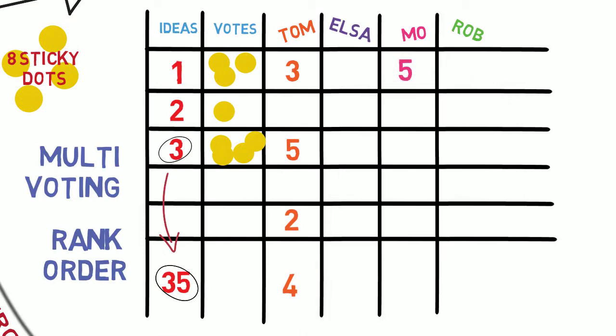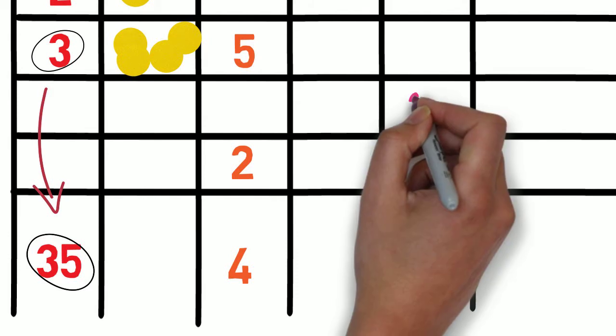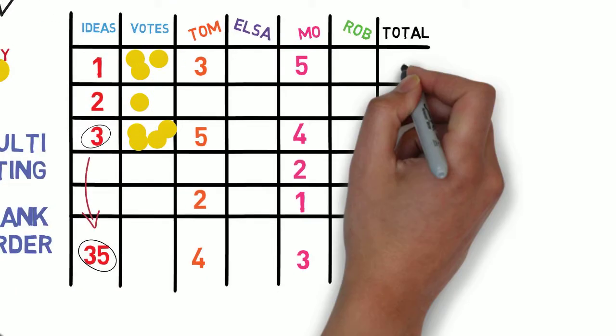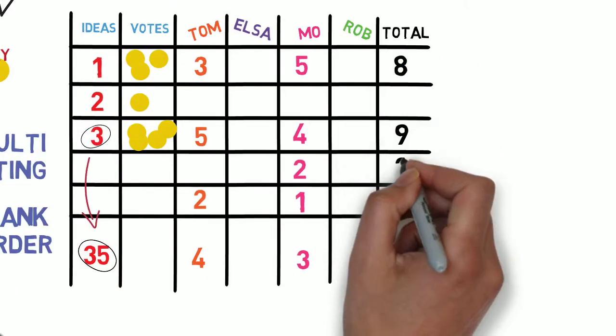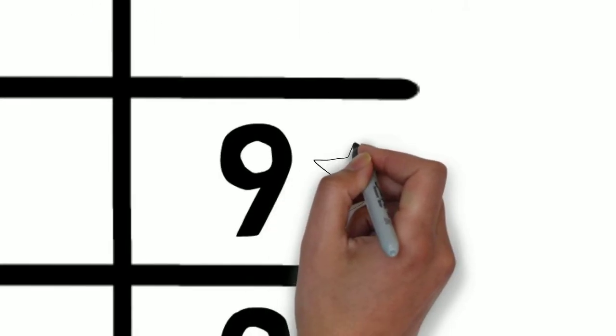And then Mo says that he thinks that this idea is worthy of his number 5. This one is his number 3, this one is his number 2, this one is his number 1, and this one is his number 4. Once everyone has voted, you sum them up and you get a total at the far right-hand column. Therefore, the item that gets the highest total is the number 1 choice.